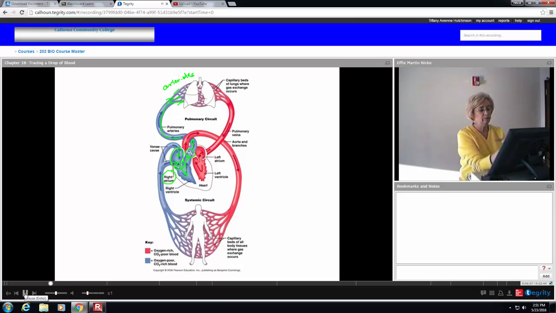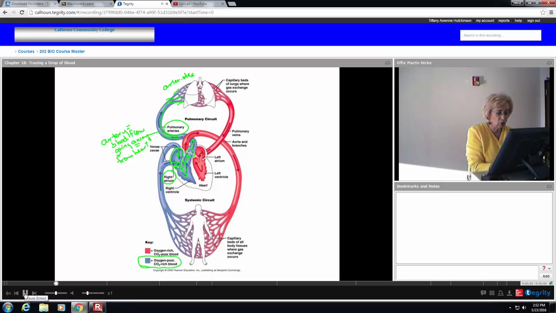Notice, by the way, that the blood on the right side that's heading to the lungs is going by way of an artery, but it's a blue one. Why is that? Because the word artery only tells you what? That blood flow is going where? Away from the heart. And the blue is just telling you that it's oxygen poor, CO2 rich blood. So we're heading to the lungs to do what? To get rid of that CO2 and pick up the oxygen.